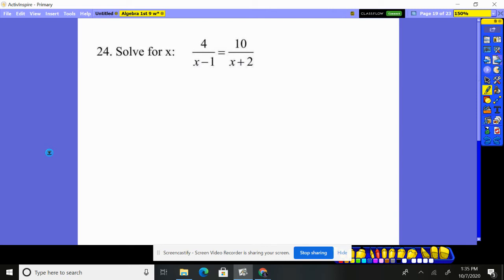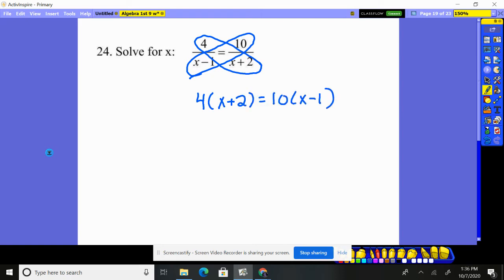24. Two fractions equal. What is true if two fractions are equal? Oh, yes. Those multiplied equal those multiplied. Y'all like to call it the butterfly method. Fine. So let's do it this way. 4 times x plus 2 equals 10 times x minus 1. Now I distribute the 4 through. So it gives me 4x plus 8 equals, distribute the 10 through, 10x minus 10.